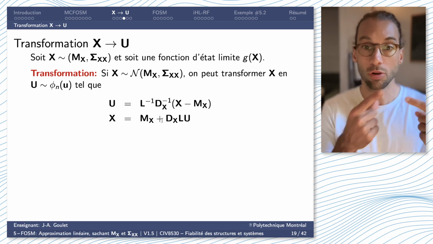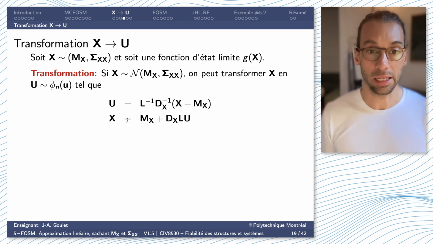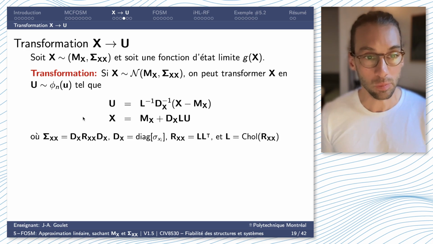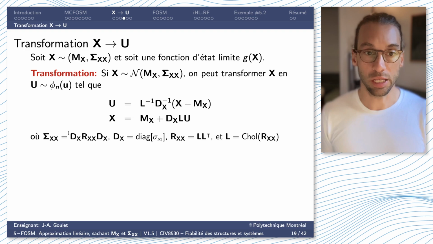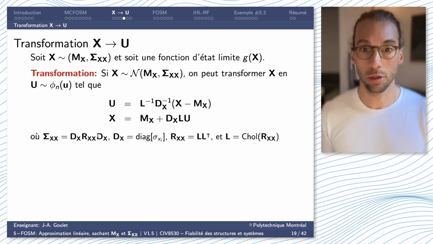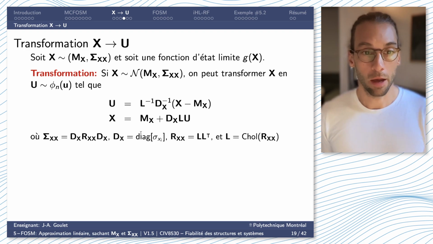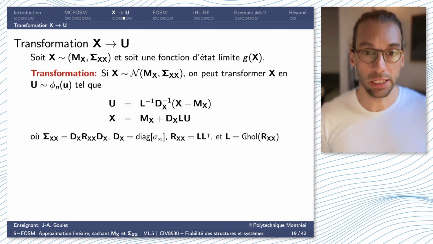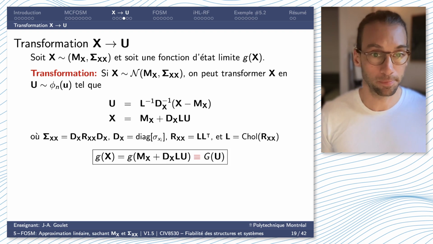We can have the reverse transformation, from u to x. So u times that Cholesky decomposition times D plus mx, simply the reverse of this equation. The covariance matrix is the standard deviation matrix, times the correlation matrix, times the standard deviation matrix. We have here that square matrix with the standard deviations on the main diagonal. And L is the Cholesky decomposition, a lower triangular matrix, which is the decomposition of my correlation matrix.